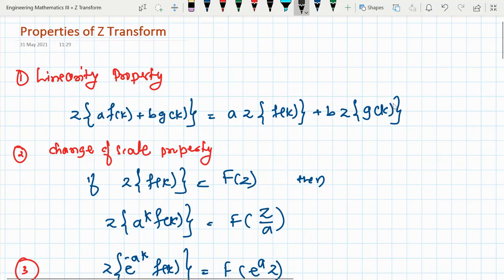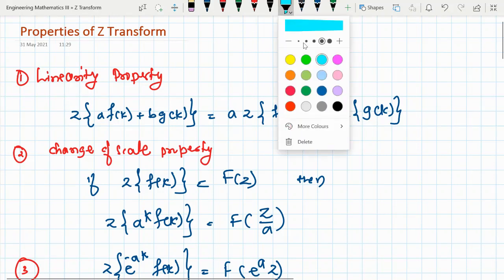Hello student, now in this lecture we will discuss the properties of a Z transform. We have seen the Z transform of standard functions in the previous video. So let us see the properties. The first property that we have to discuss is the linearity property.